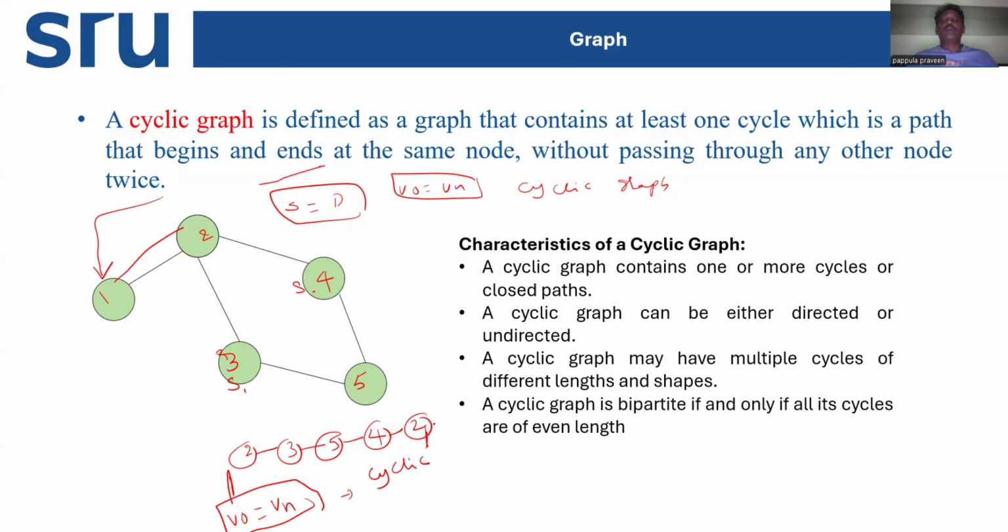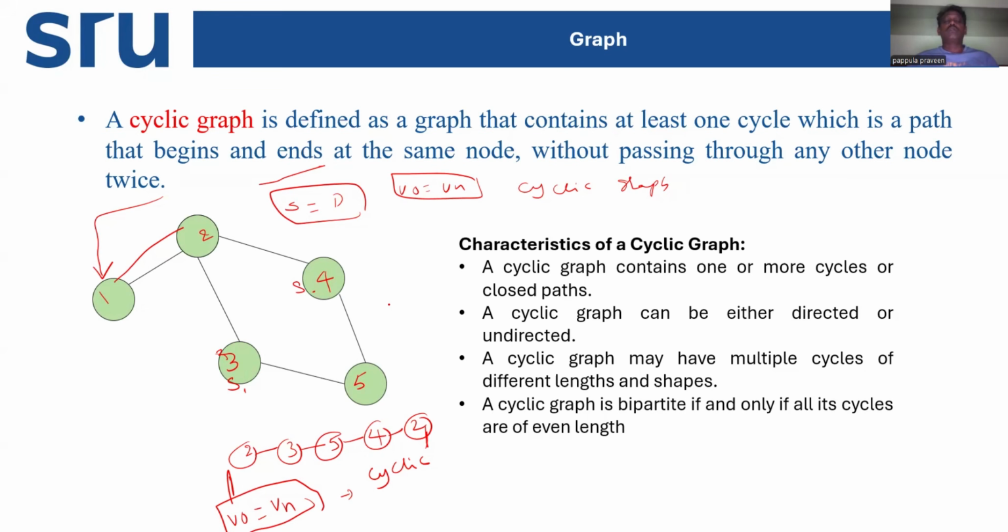Now the characteristics of a cyclic graph. A cyclic graph contains one or more cycles or closed paths. A cyclic graph can be either directed or undirected. Here you start with two and you end with two. A cyclic graph may have multiple cycles of different lengths and shapes. A cyclic graph is bipartite if and only if all its cycles are even in length. So these are the characteristics you observe here.